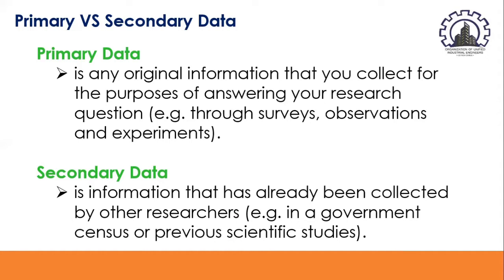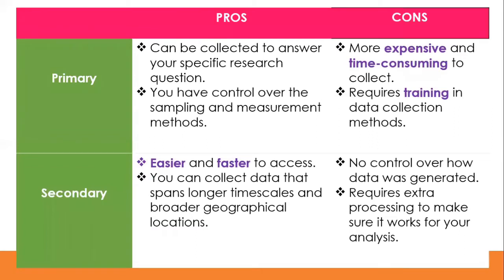Now, in order for us to better understand the differences between the two, we need to understand as well their pros and cons. As you can see in our matrix, under primary data, one of the advantages or pros is that it can be collected to answer your specific research question. When I say specific research question, you can collect primary data to answer the specific statement of the problem. Okay, you have identified maybe 4 or 5 research questions under your specific statement of the problem. And aside from that, you have control over the sampling and measurement methods as well. So the researcher has control over its sampling and measurement methods.